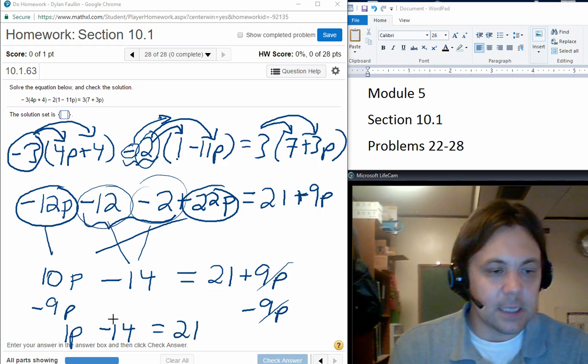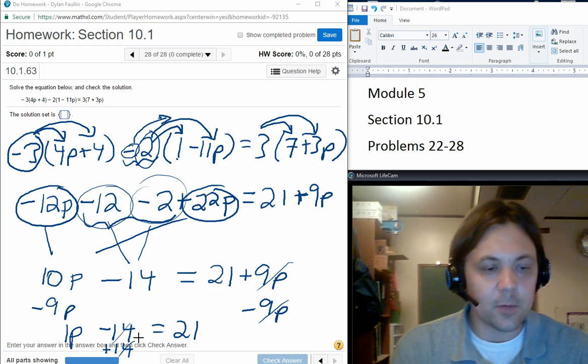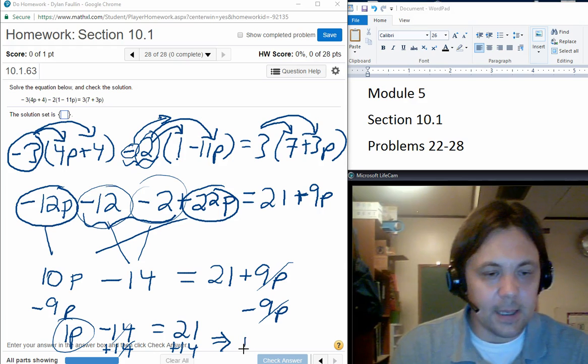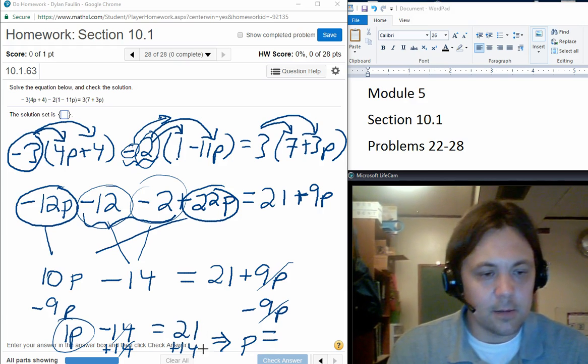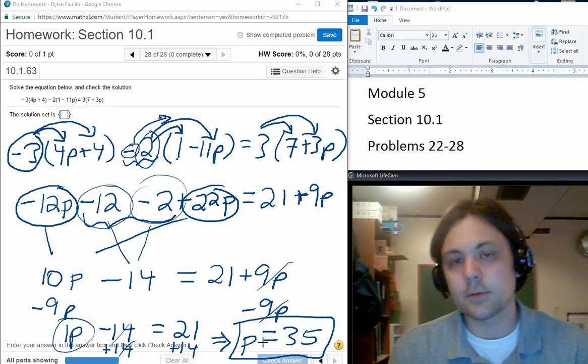So to get p by itself, I need to get rid of the minus 14. I can cancel that out by adding 14. Cancels out the 14s. If I do that to the left-hand side, I have to do the same thing to the right-hand side. So I'll write the answer over here. We have 1p, which I'm just going to write as p. The 14s cancel out. Copy over the equal sign. 21 plus 14 is going to be 35. So p is equal to 35.